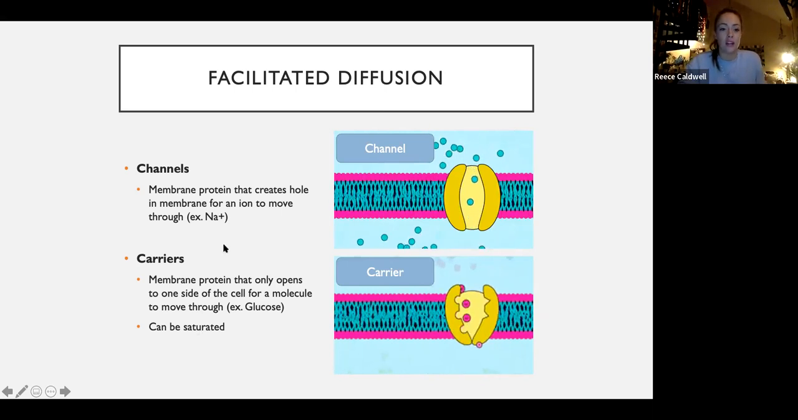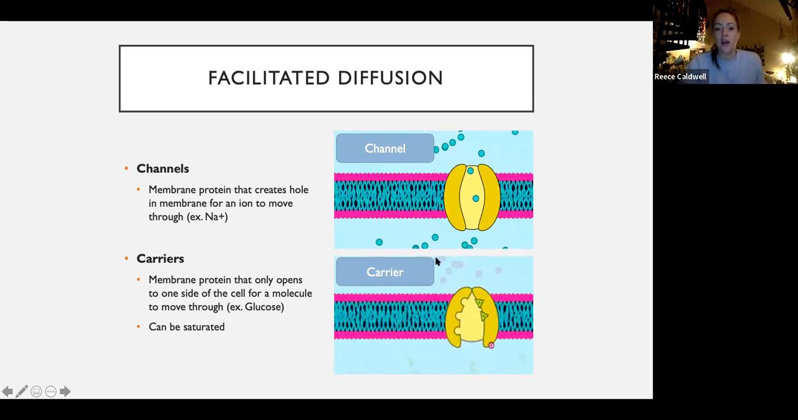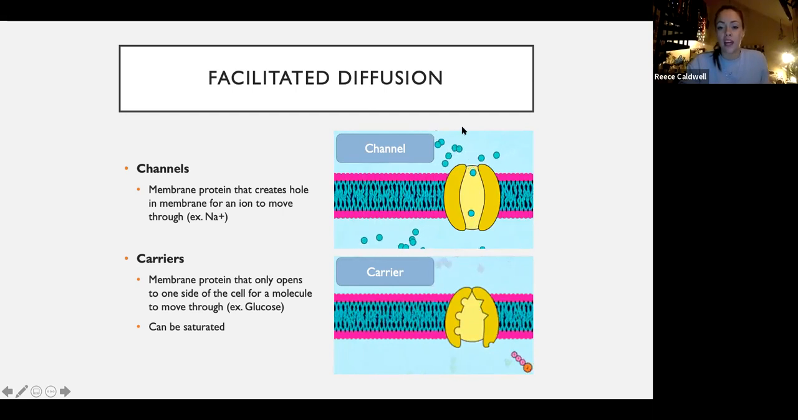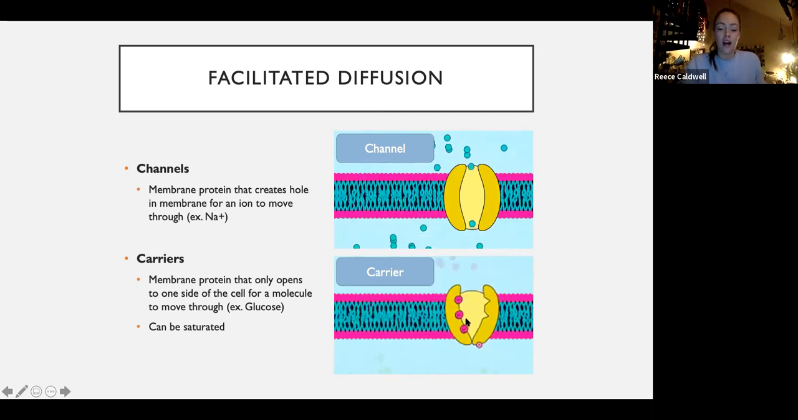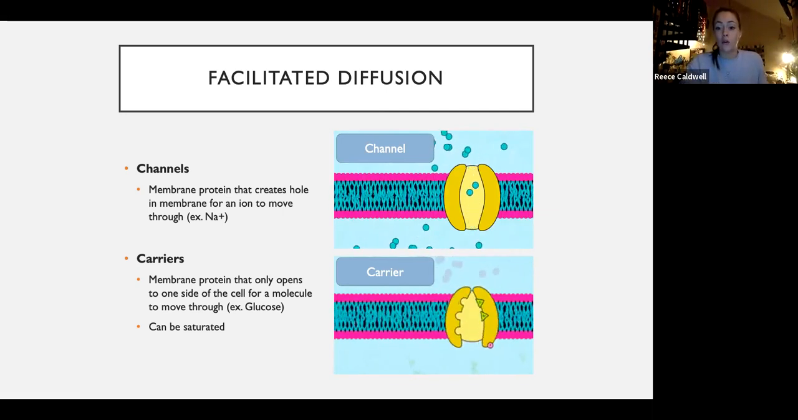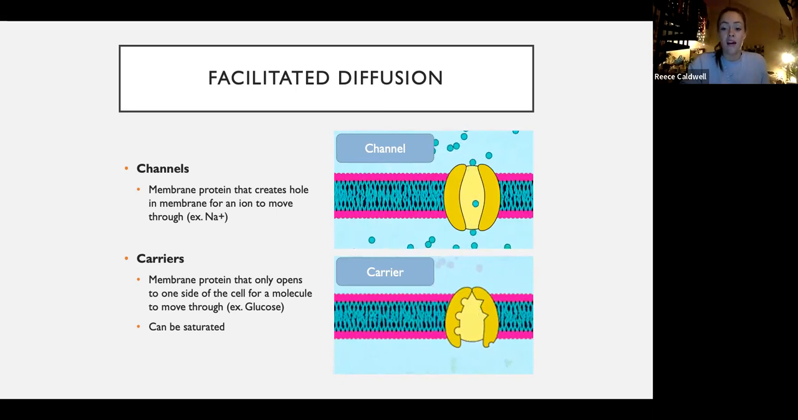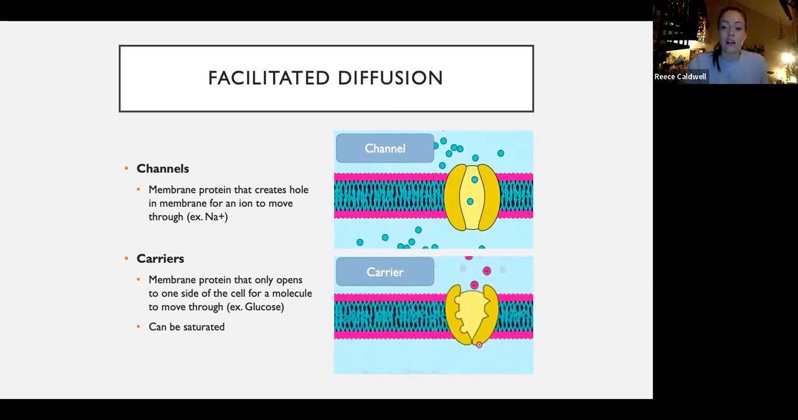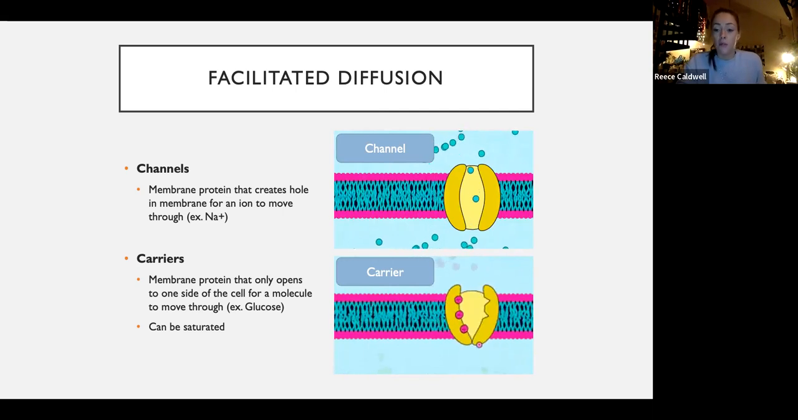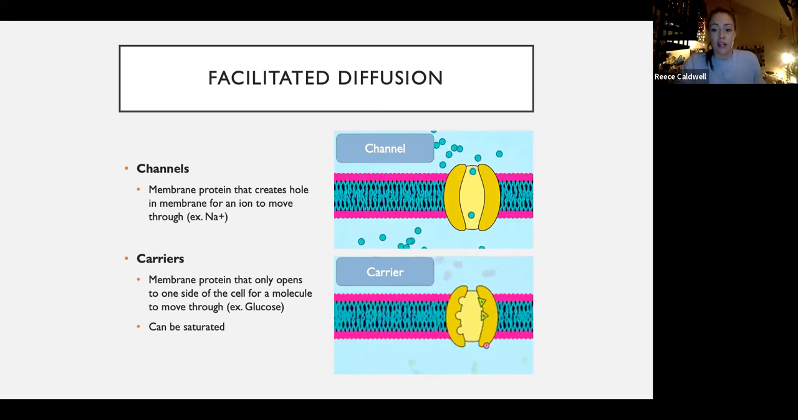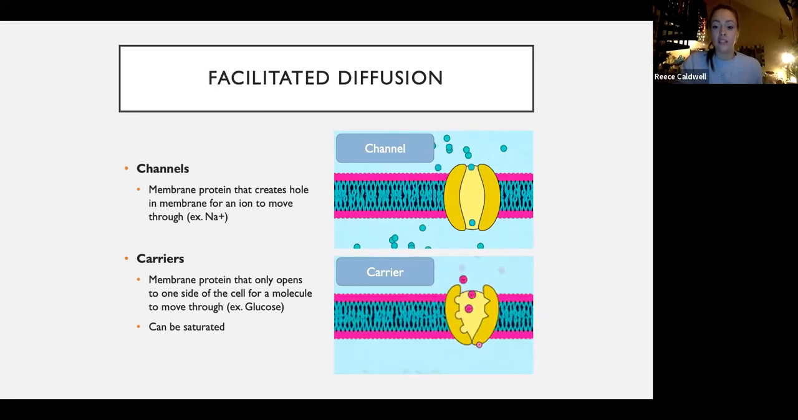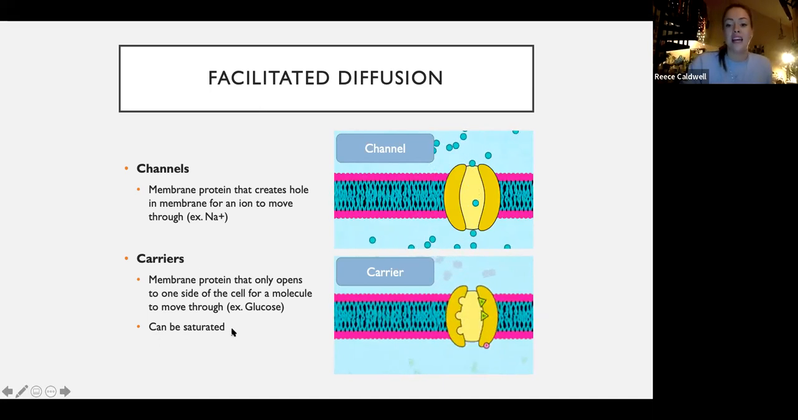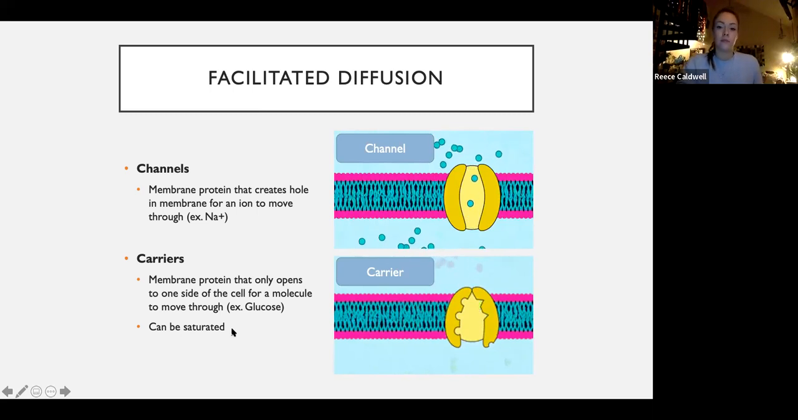Carriers can be saturated compared to channels. Channels open and as many molecules or ions that want to move through can. With carriers, there has to be a specific amount of molecules to bind to that carrier to get it to open to the other side, and we cannot bind multiple molecules to that carrier. It can only accept so many. There are only so many seats on the carrier to carry those molecules to the other side. So that's what we're referring to when we talk about saturation of carriers.